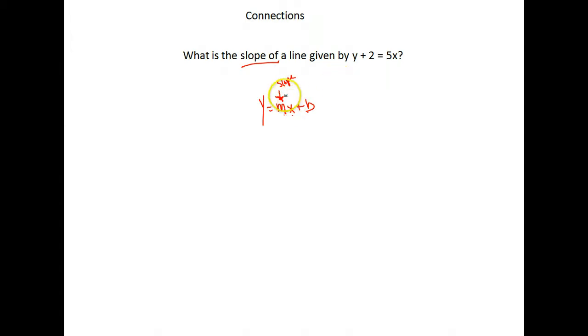Before you decide that, however, you want it to be in this form, meaning y needs to be all alone and everything else on the other side, just in case. So notice this equation is not in the proper form because y has 2 added to it. It's not all alone. So the first thing we would do is subtract 2 so that y is alone. Whatever you do on one side of the equation, you have to do on the other.